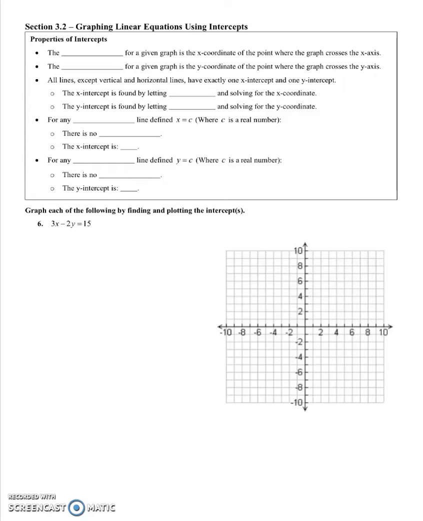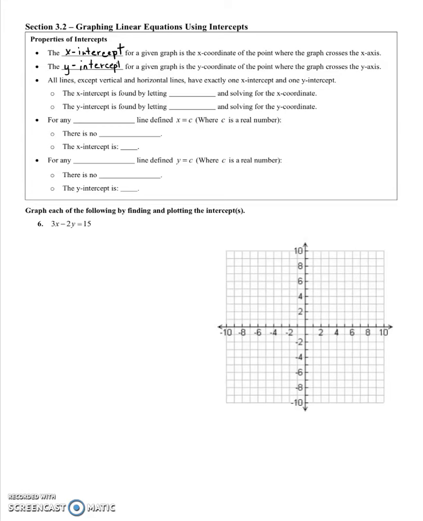So the x-intercept for a graph is the x-coordinate of the point where the graph crosses the x-axis. And the y-intercept of a graph is where it crosses the y-axis, and it's the y-coordinate of that point.